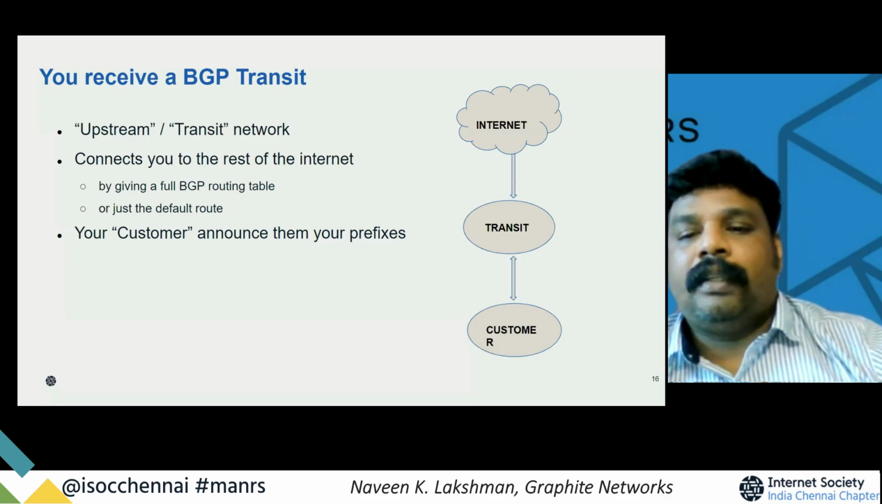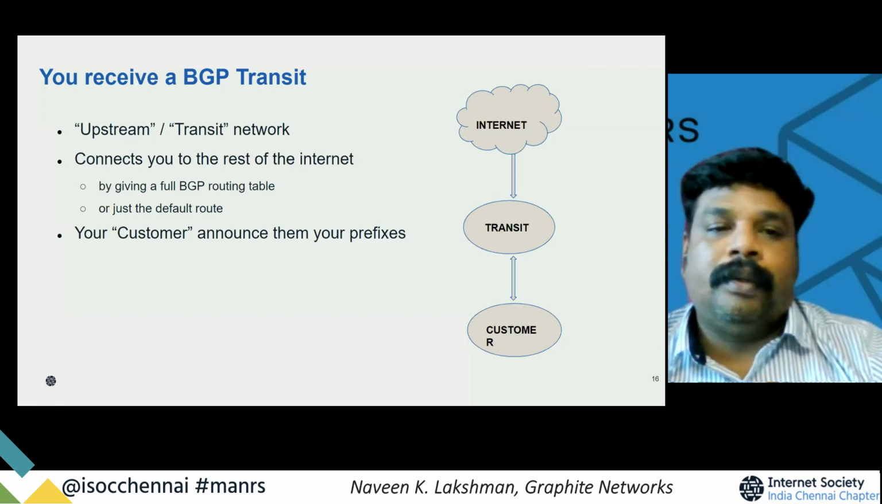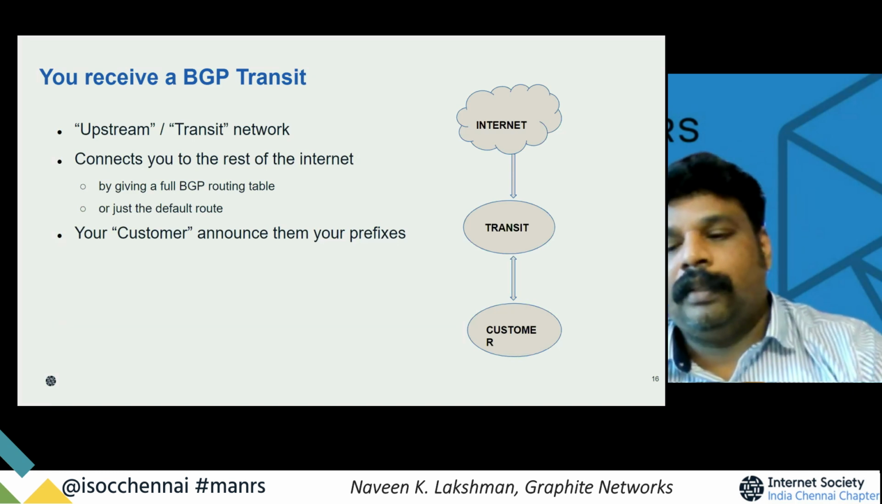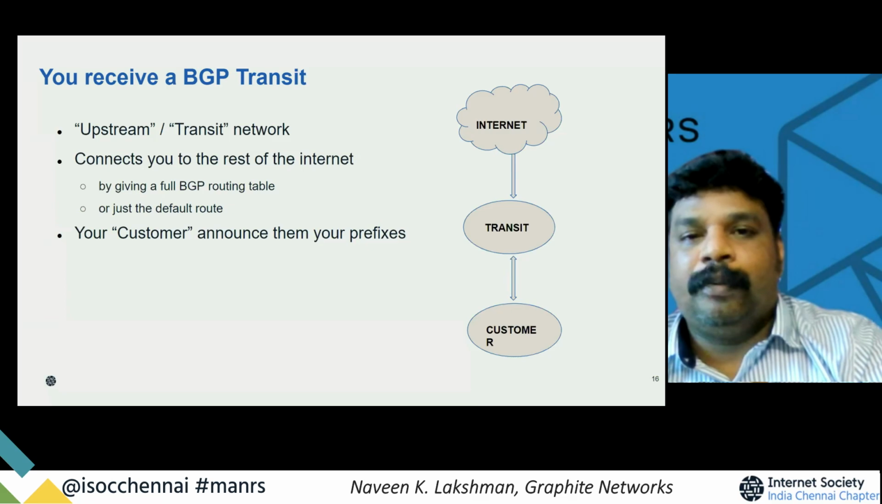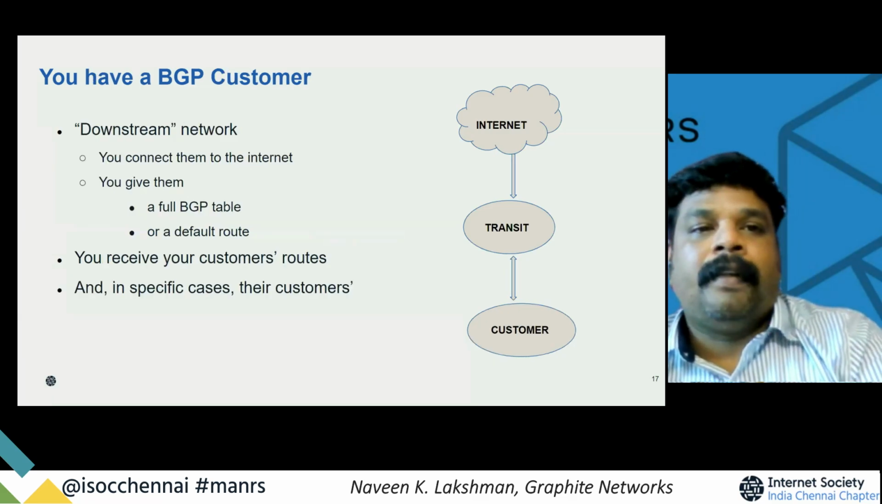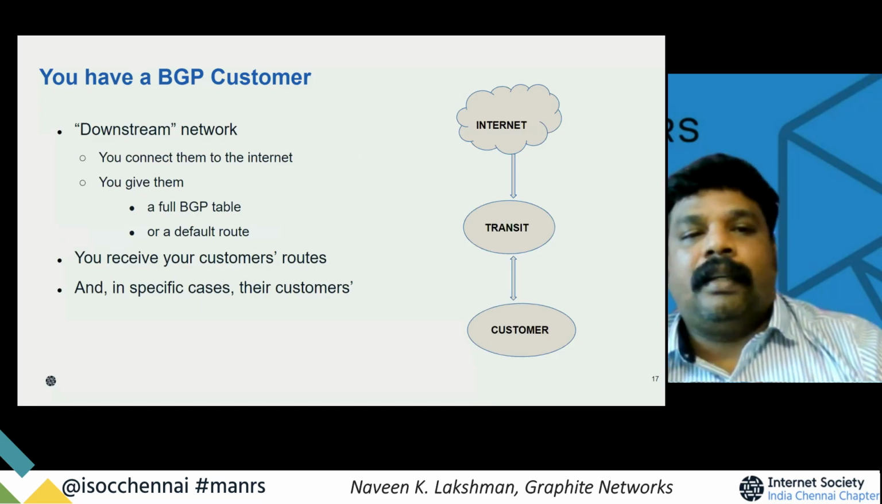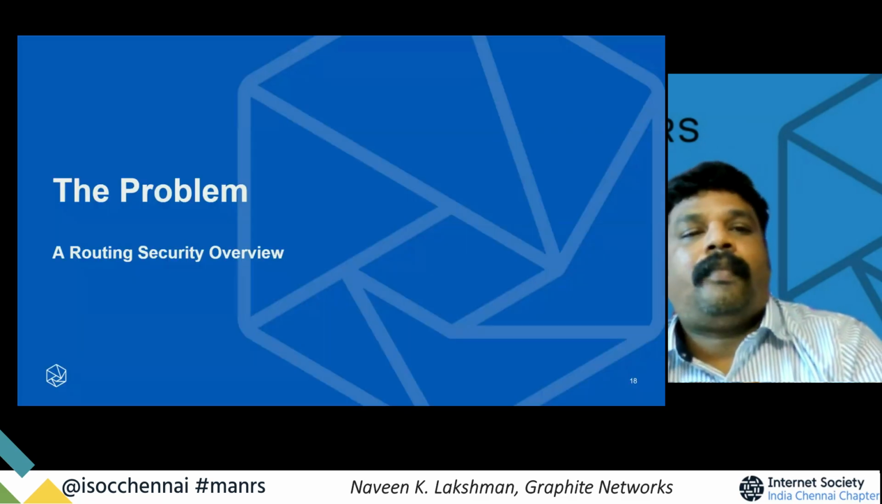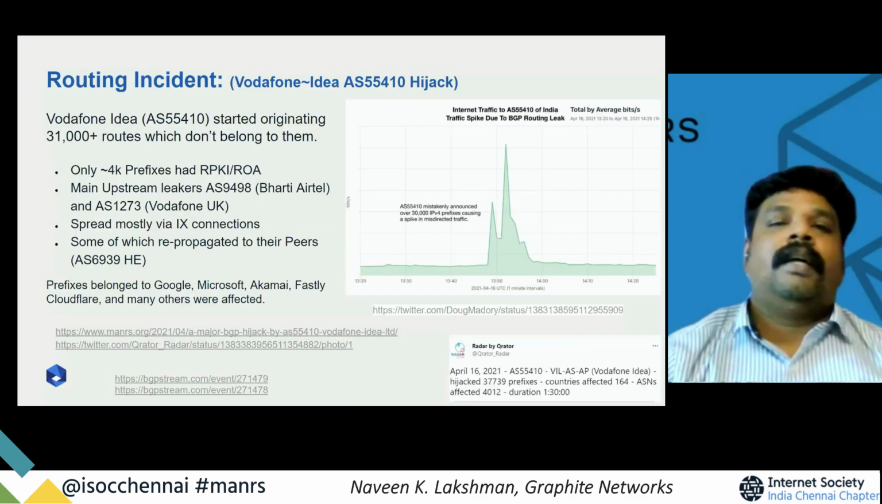What a transit does is it also advertises the customer prefixes, which I'll show you once we start understanding how we publish networks in BGP and send them to the upstreams. Downstream is something like the same thing I said, and as I told you earlier itself.